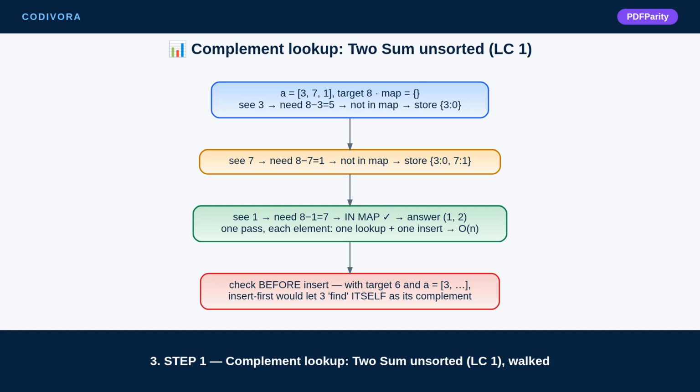The load-bearing detail is the order. Query for target minus a[i], then insert a[i]. It guarantees the two indices are distinct, self-match is impossible when target equals 2 times a[i], and it handles duplicates for free. Note why this beats sorting plus two pointers here: the problem wants original indices, which sorting destroys.